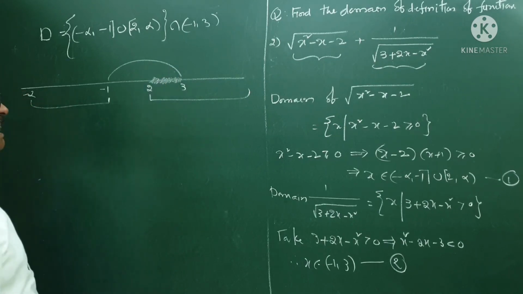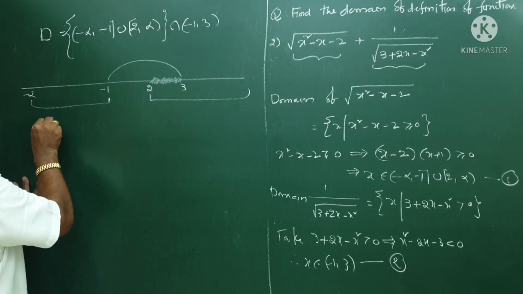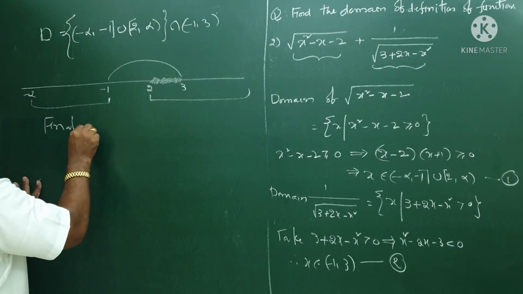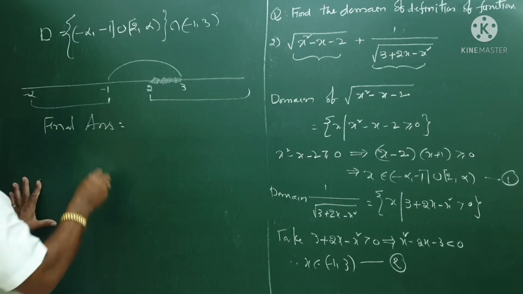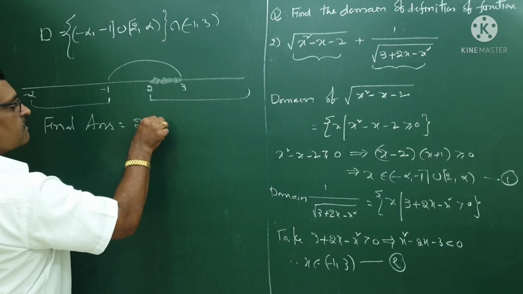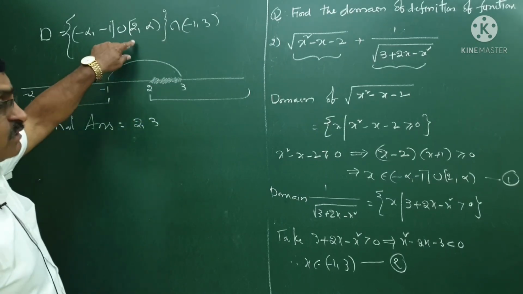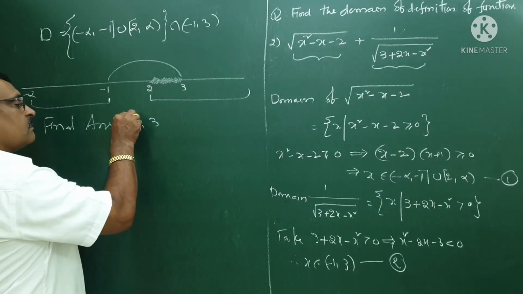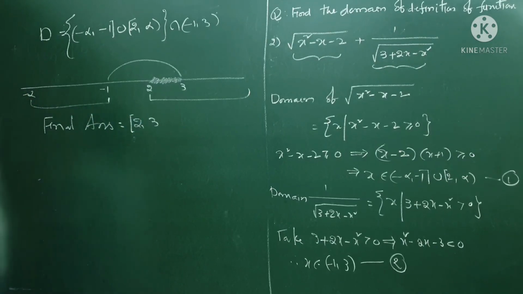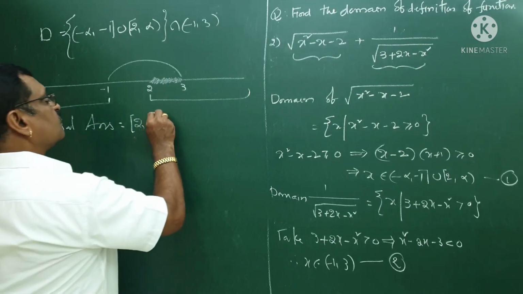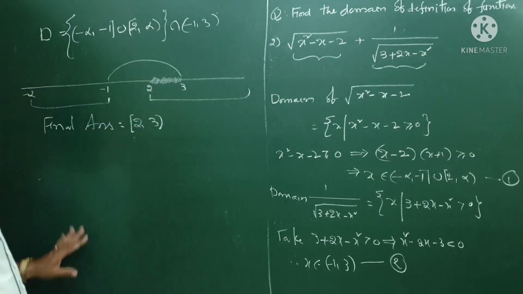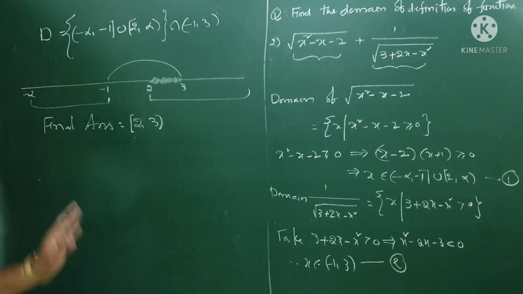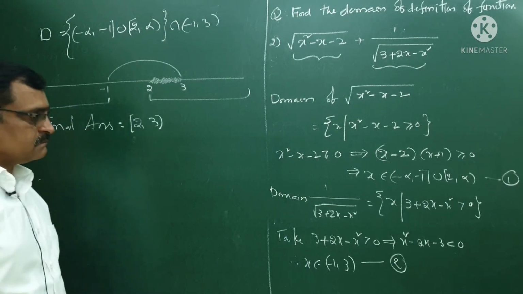So the answer is equal to 2 to 3. 2 here is included, so I will put a closed bracket, and 3 is excluded, so I put an open bracket. So the answer is 2 to 3, 2 closed, 3 open. Please take it.